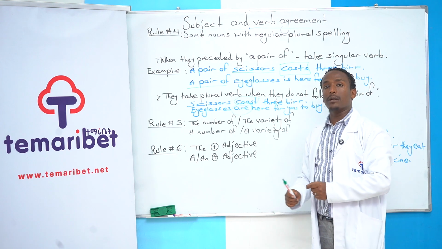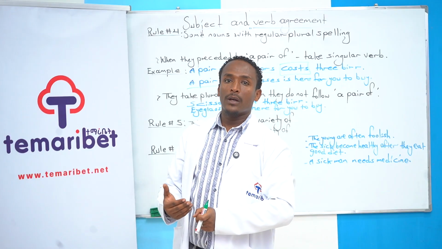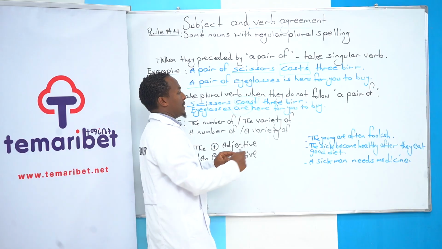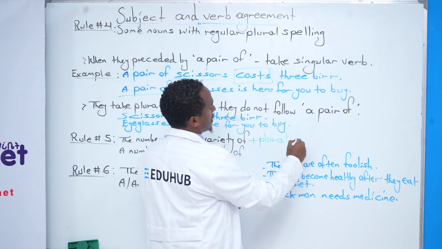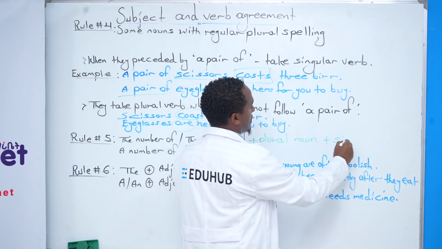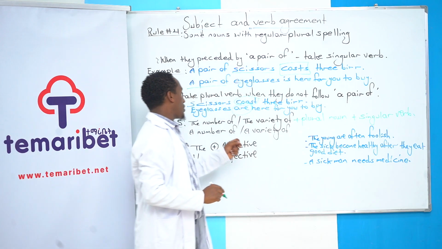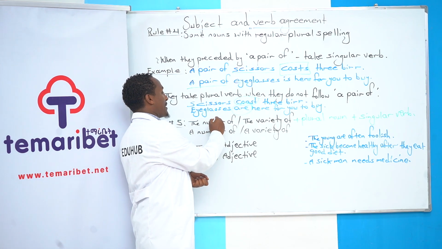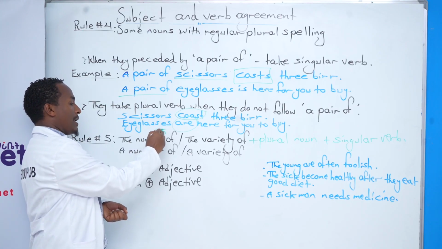The next one, or rule number 5, goes to the number of, the variety of, a number of and a variety of. If the number of comes with a plural noun, the verb must be singular, okay? With singular verb. When we talk about the number of and the variety of, you are talking about the number, which means the magnitude, the measurement. You are talking about maybe number 6, maybe number 5, maybe number 1.